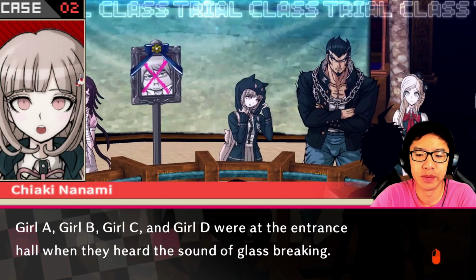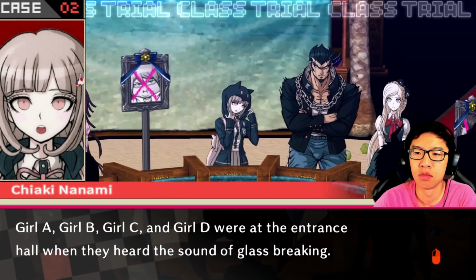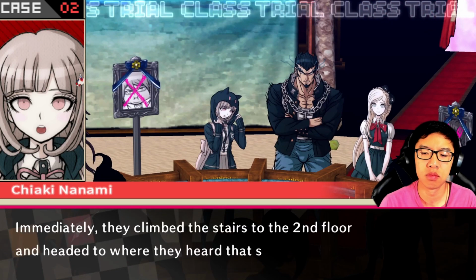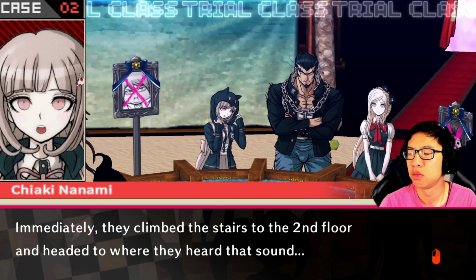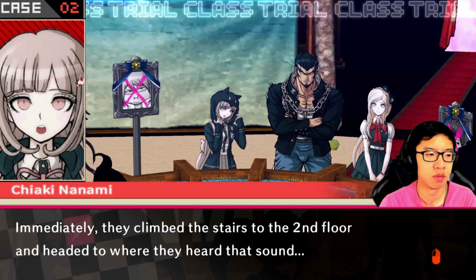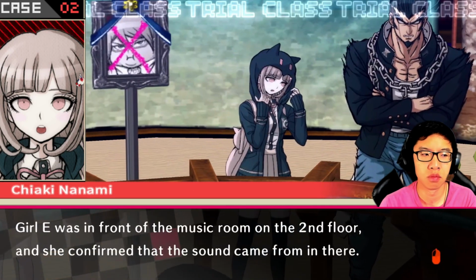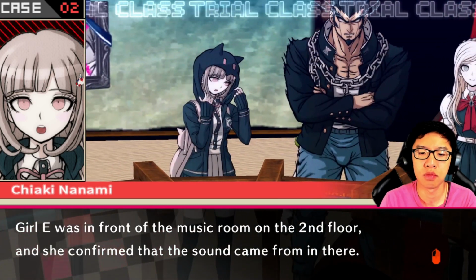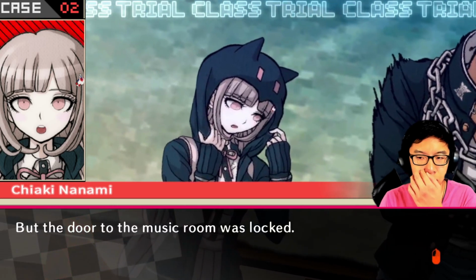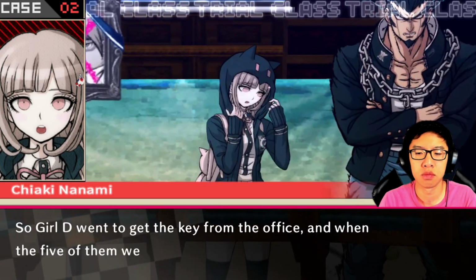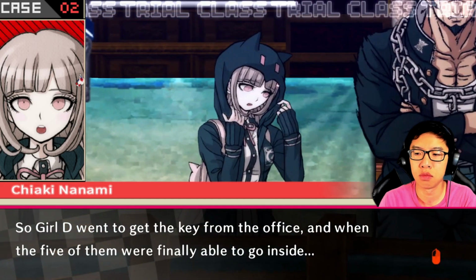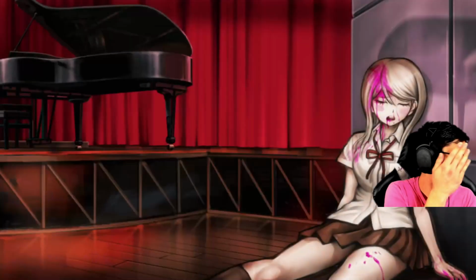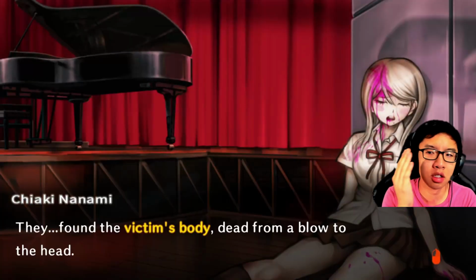Girl A, Girl B, Girl C, and Girl D were at the entrance hall when they heard the sound of glass breaking. Immediately, they climbed the stairs to the second floor and headed to where they heard that sound. Girl E was in front of the music room on the second floor, and she confirmed that the sound came from in there. But the door to the music room was locked. So Girl D went to get the key from the office, and when the 5 of them were finally able to go inside, they found the victim's body.